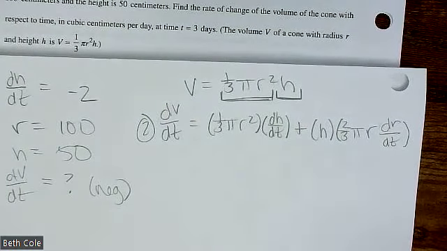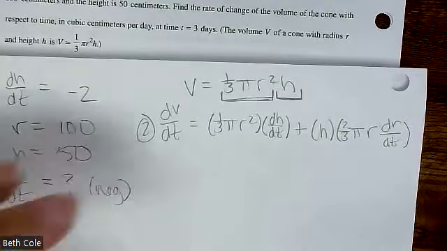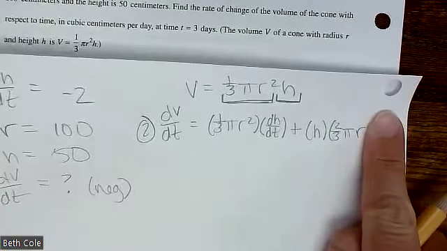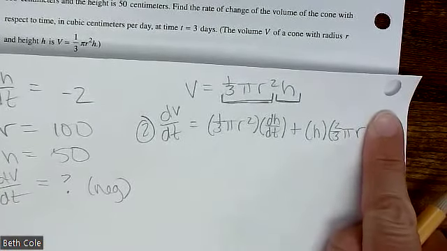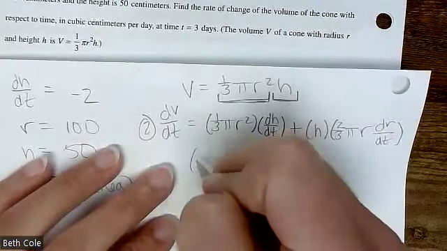I don't remember this one as clearly, but it was probably 1 point for the format of doing a product rule and then a point for it all being correct. So if you forgot that dr dt, they would give you 1 out of the 2. All right, so you always write something. Now let's plug everything in.